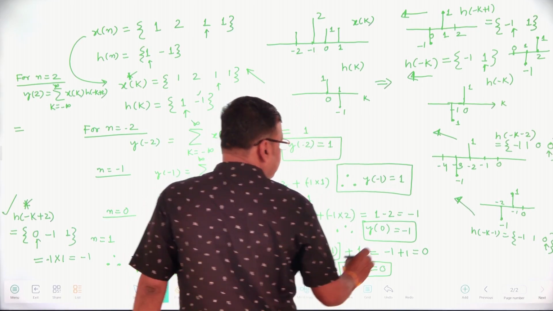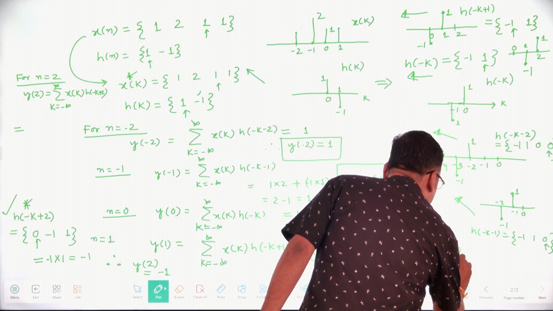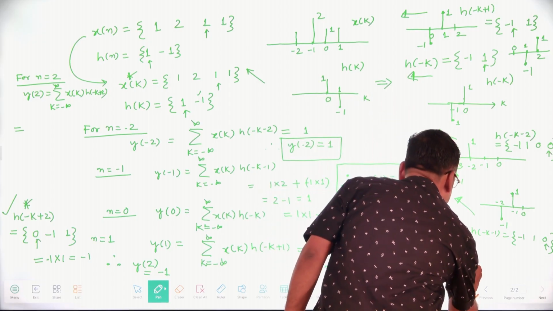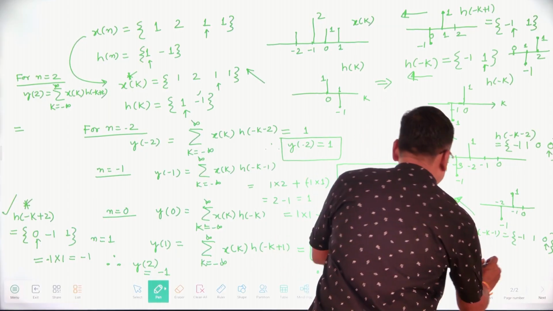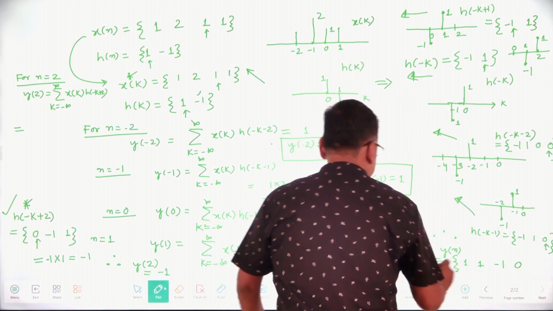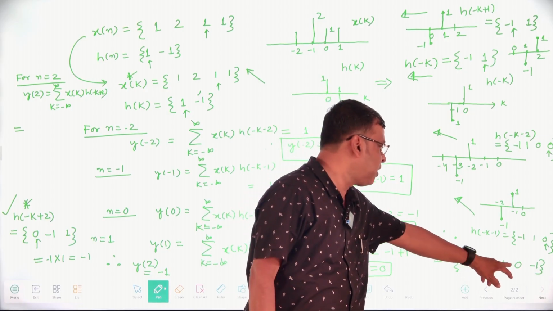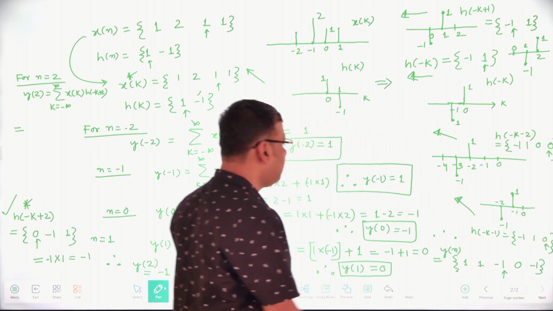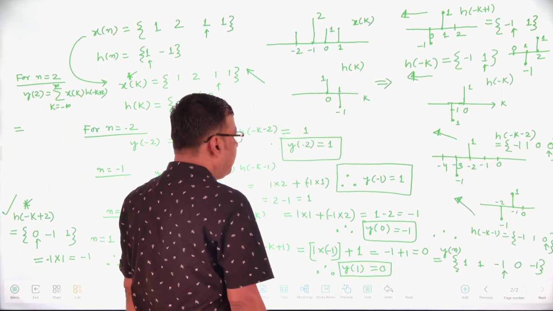Therefore, our output signal y of n, the value is from minus 2, that is 1, for minus 1, that is 1, 0, that is minus 1, 1, that is 0, and 2, that is minus 1. Okay, that is your 1, 1, minus 1, 0, minus 1. This is your minus 2, minus 1, and this is your 0. You can mark it as origin. For n equal to 0, that is minus 1. This is your y of n.